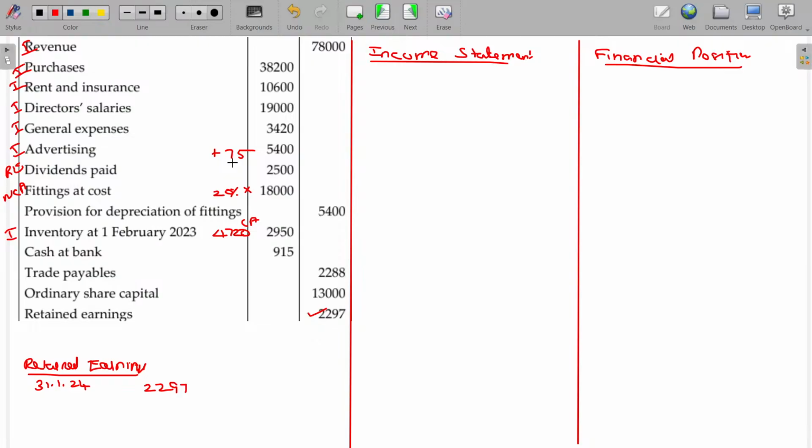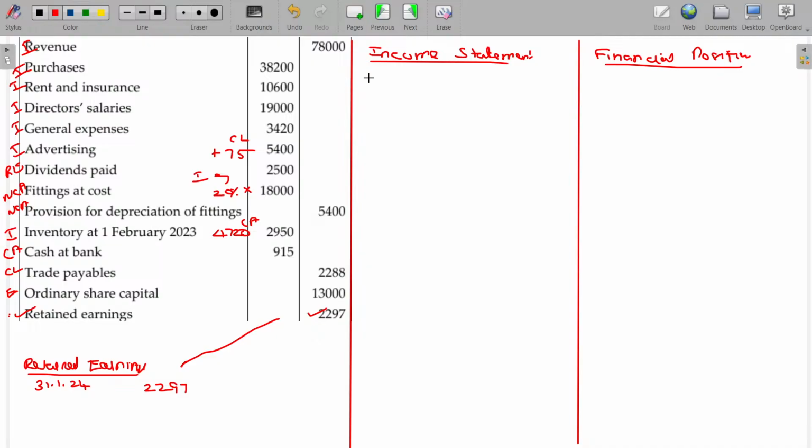So this will be the outstanding, right? Outstanding being the current liabilities. This will be expenses being in the income statement. Cash at bank, current assets, trade payables, current liabilities, ordinary share capital will go to equity section of the financial position statement. And retained earnings, of course, you transfer directly here.